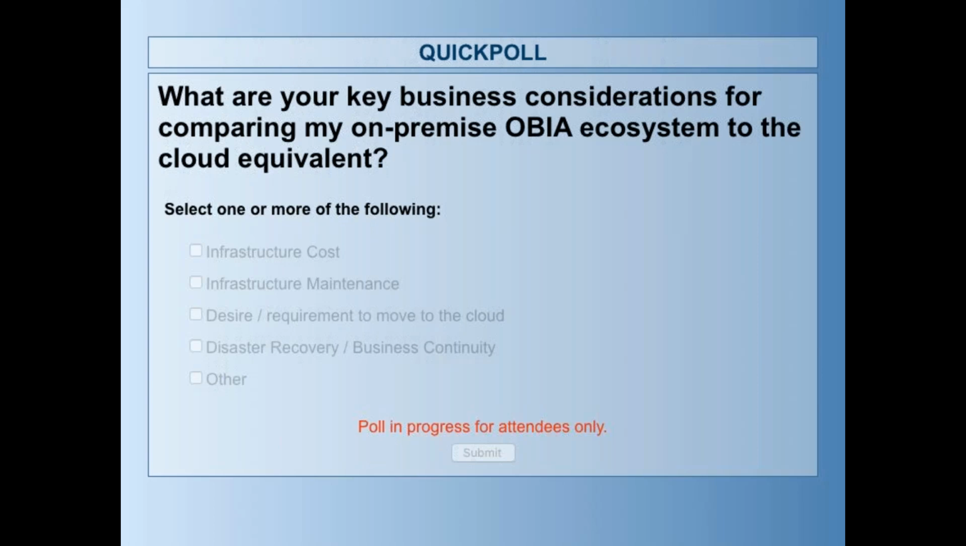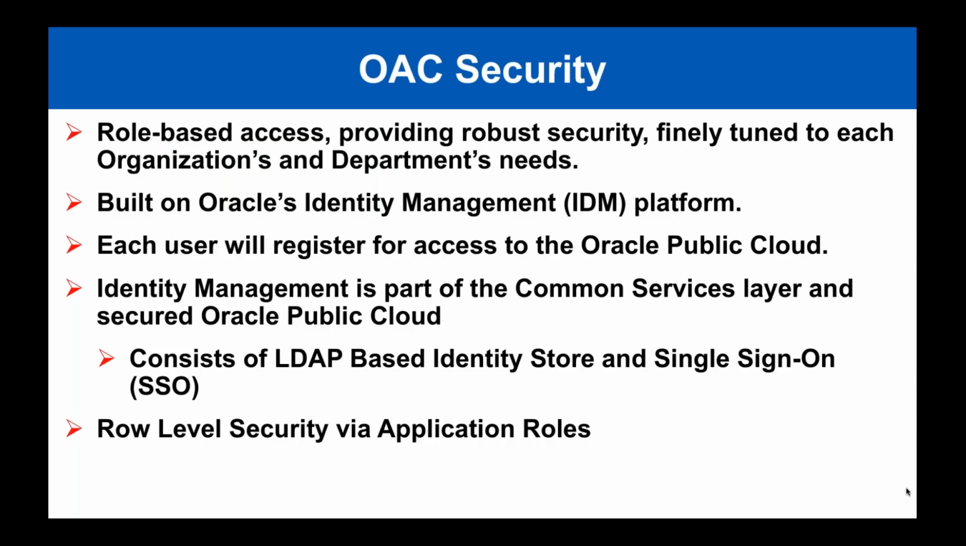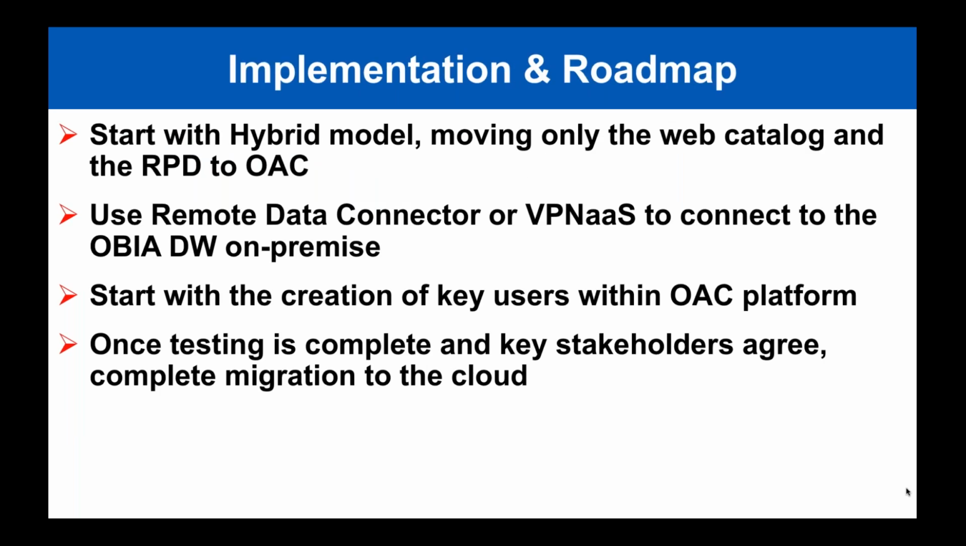Implementation and roadmap. So we always recommend starting with a hybrid model, moving only the web catalog and the RPD to OAC and keeping everything else, let's say your data warehouse, your ODI, your ETLs, so on and so forth, on premise. It helps you test out the power of the tool on the front end as far as OAC is concerned. So that's our best approach, to start with a hybrid model.